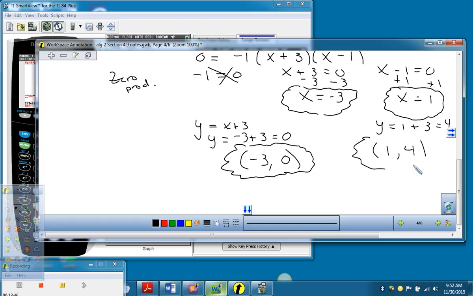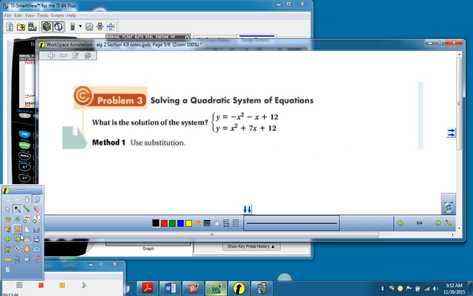Questions on what we did there? Exactly the same process as solving a system of linear equations with substitution. But now we have to use our methods for solving a quadratic. Okay, questions there? All right. Let's see what's next.